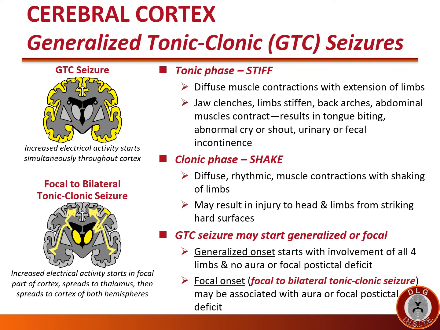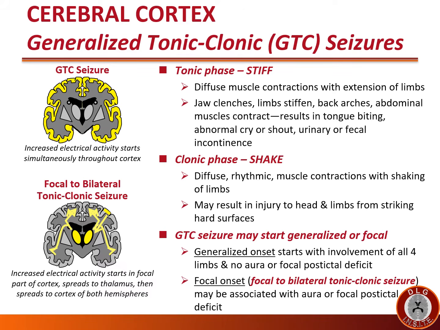Generalized tonic-clonic seizures occur when there is increased electrical activity that starts simultaneously throughout the cerebral cortex. The first phase is the tonic phase. Tonic refers to increased tone or stiffening of the muscles. In this phase, the patient has diffuse muscle contractions with extension of limbs. The patient's jaw clenches, the limbs stiffen, the back arches, and abdominal muscles contract. This results in tongue biting, abnormal cry or shout, and urinary or fecal incontinence.